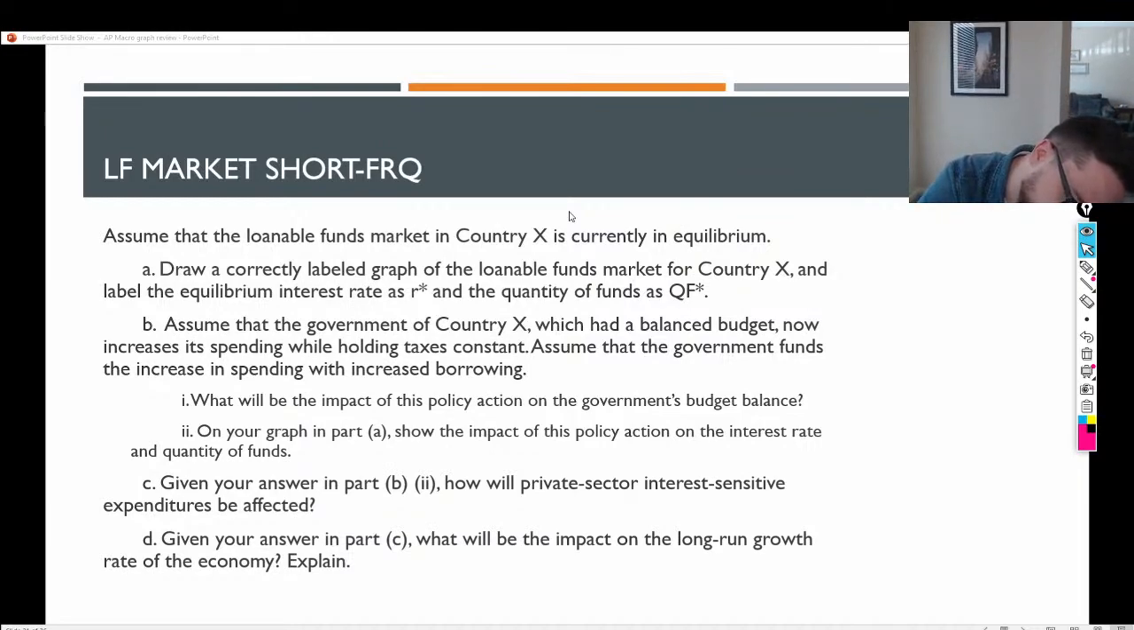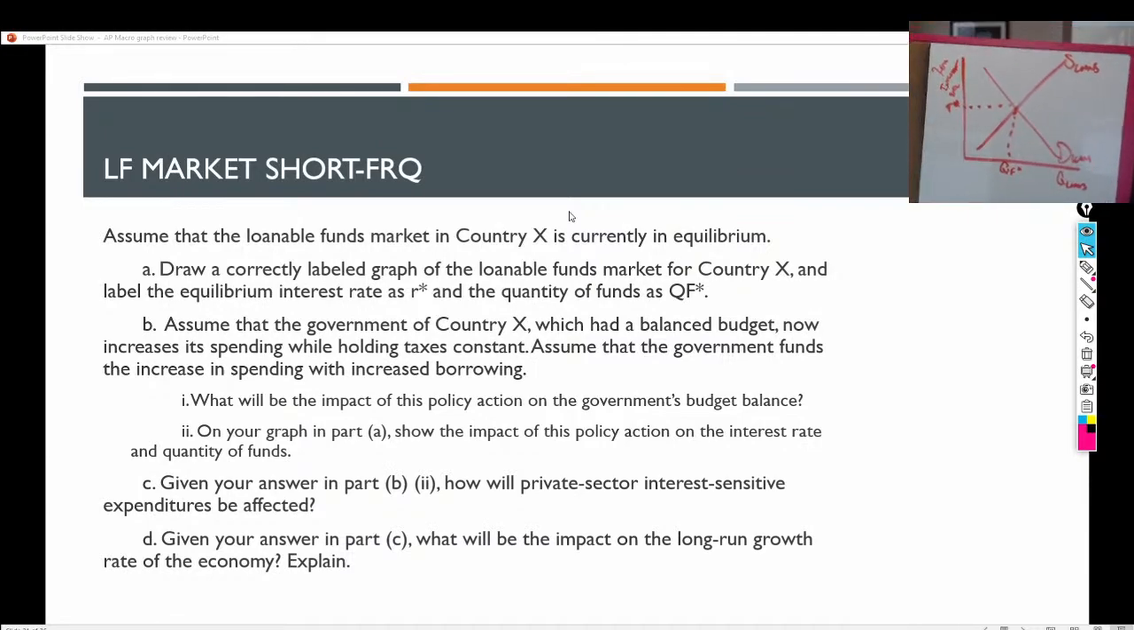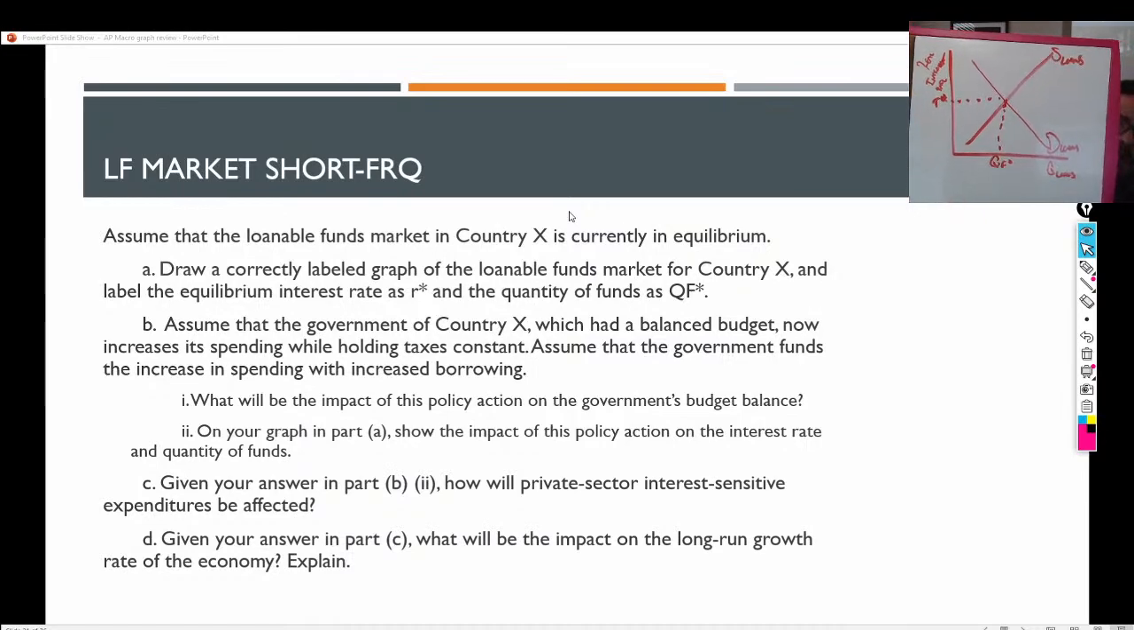Supply of loans, demand for loans, real interest rate, equilibrium. It says to label the equilibrium interest rate as R asterisk or R star, and the quantity of funds as QF star or asterisk. So I'll do that. So here's my graph. Supply of loans, demand for loans, quantity of loans, QF star, R star, real interest rate is my Y.